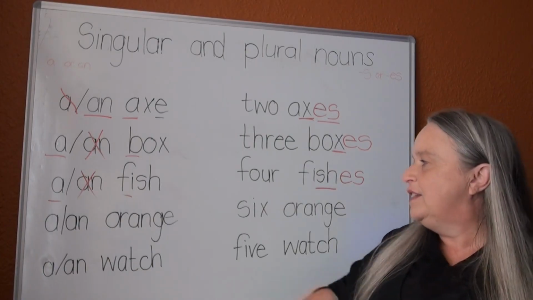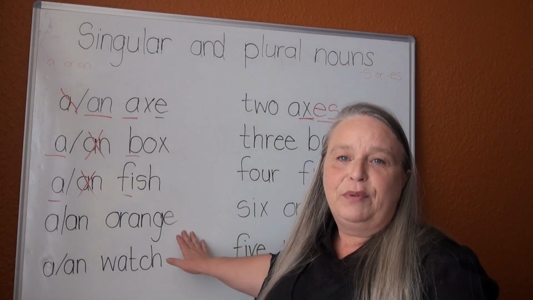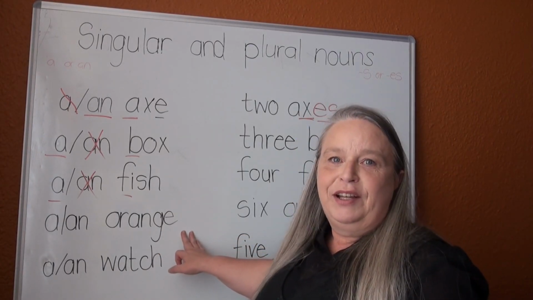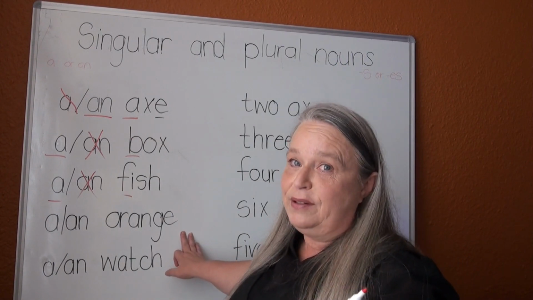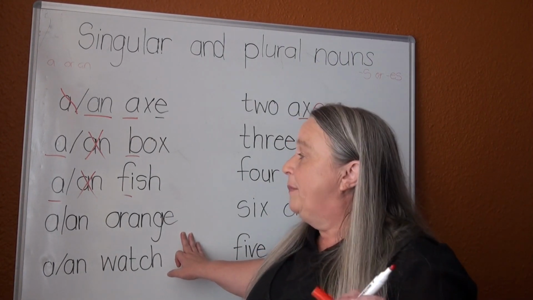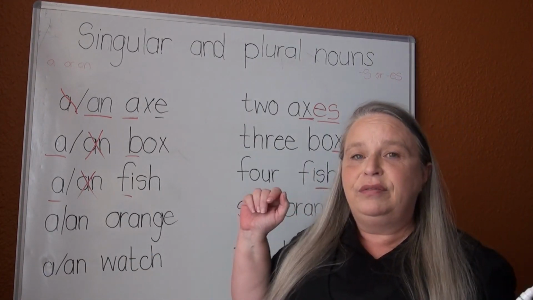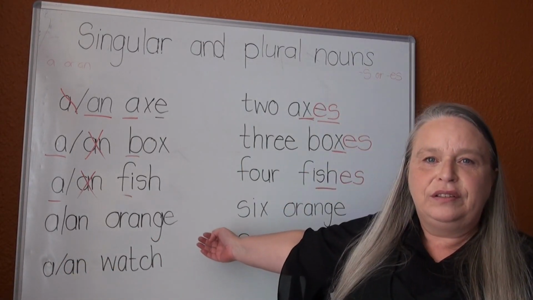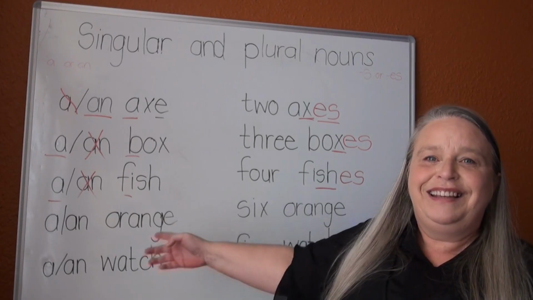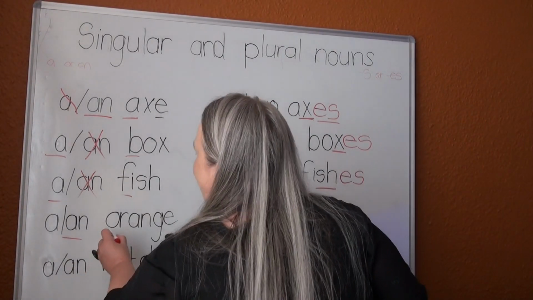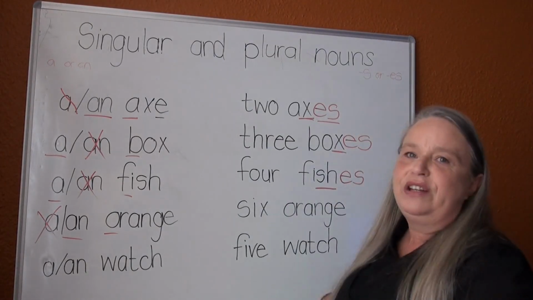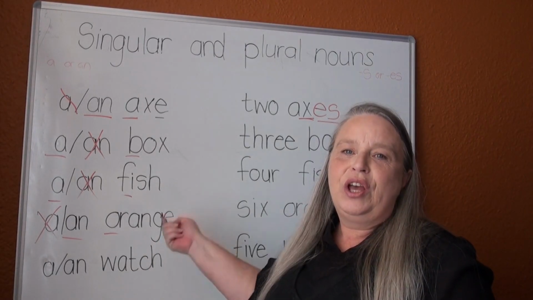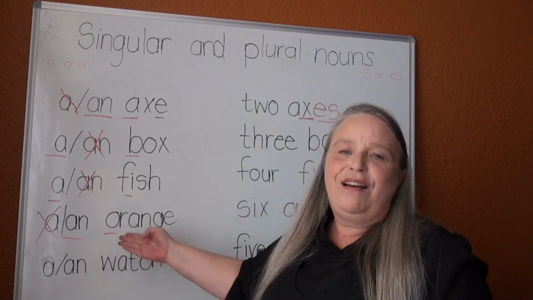Now let's go and look at orange, the most important fruit in winter time. We have lots of oranges in Cape Town. Amazing. But when we have one a day, is it a or an orange? Can you say it with me? Yes, we have an orange. Because orange starts with the vowel O, we have an orange. So one orange, an orange.